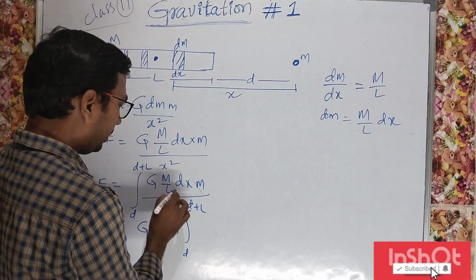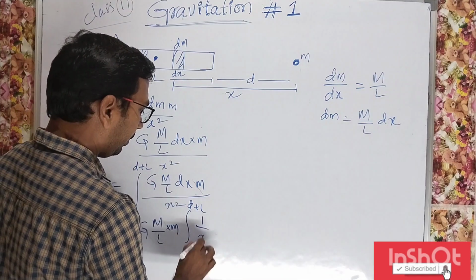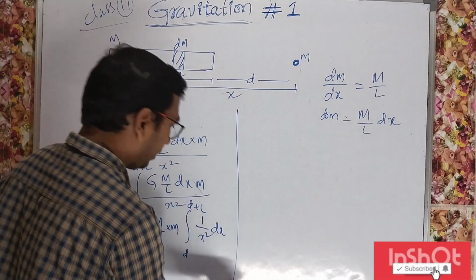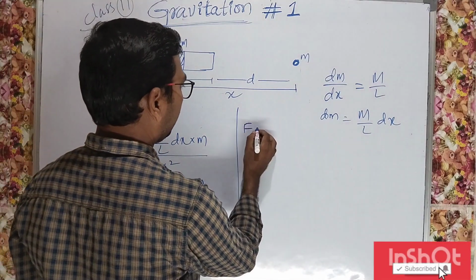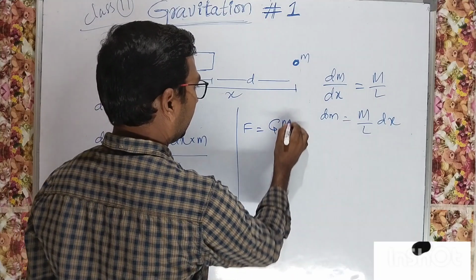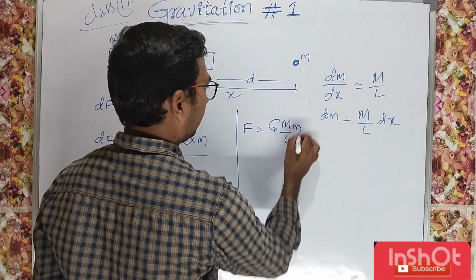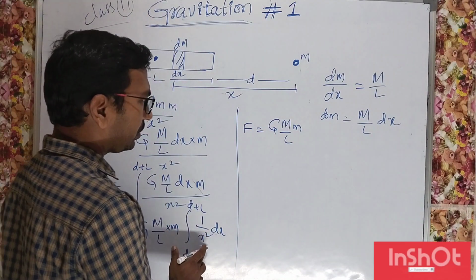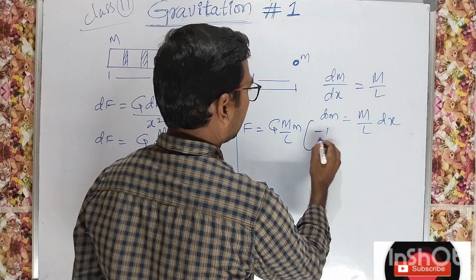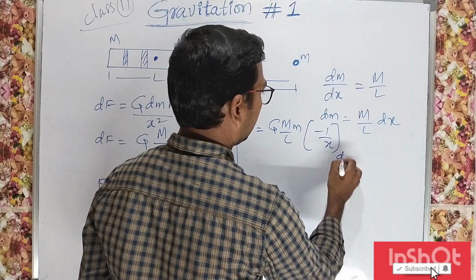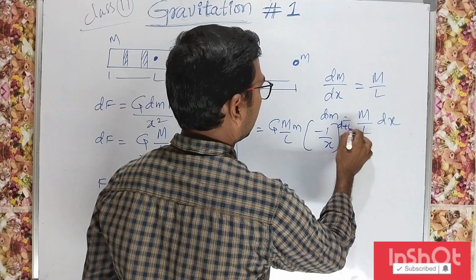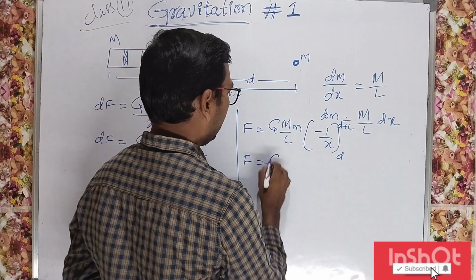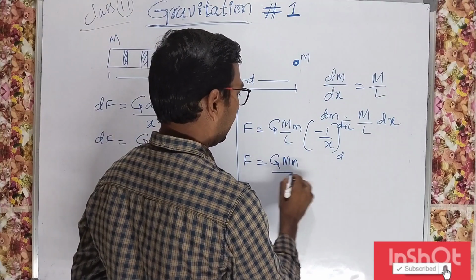F is equal to capital G capital M by L into m, times the integral of 1 by x square dx. Integrating 1 by x square, you will get minus 1 by x, from d to d plus L. Now substitute the limits.